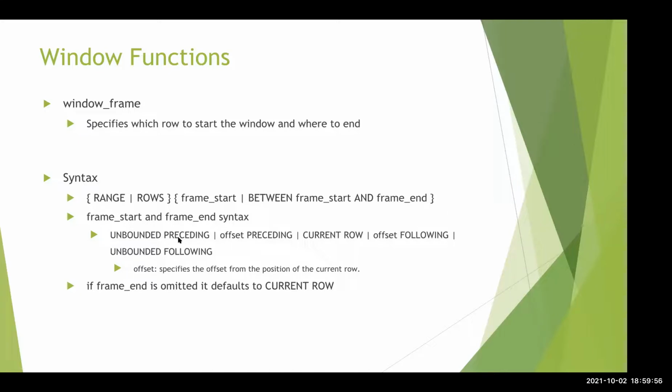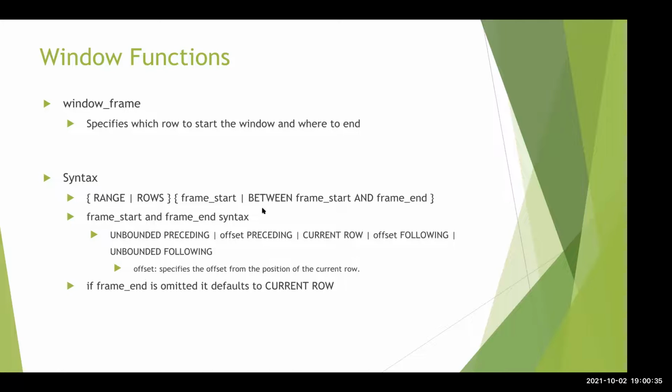Unbounded preceding is basically from whatever row you are in, from there till the beginning. And offset preceding, so till a certain offset. Current row, whichever row you are in. Offset following is for the rows till this offset, and unbounded following is the last row, right? Offset specifies the offset from the position of the current row. So whatever row you are in, if you want to go some rows after, use offset following; some rows before, you use offset preceding.